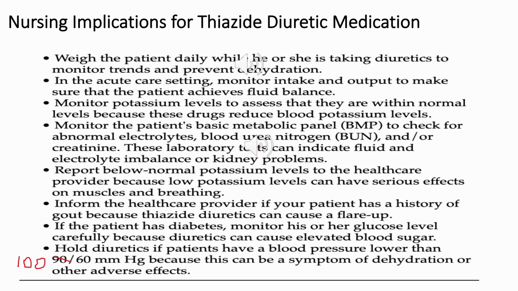Check the patient's most recent potassium level. If the level is below the normal range, which can be caused by thiazide or loop diuretics, or above the normal range, which can be caused by potassium-sparing diuretics, contact the healthcare provider before you give or administer the drug.